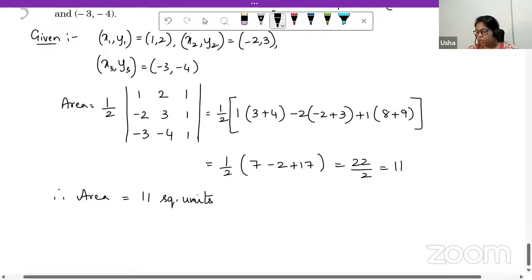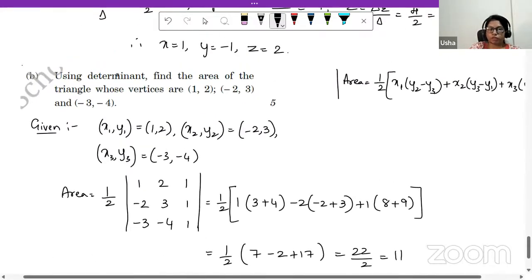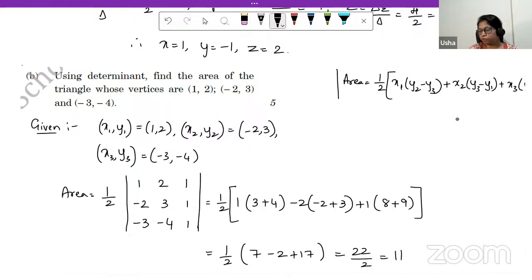Okay. This is finding area of a triangle using determinants. If they have not mentioned this, you can use this formula, substitute in this and simplify. That is your area of triangle. Is that clear?